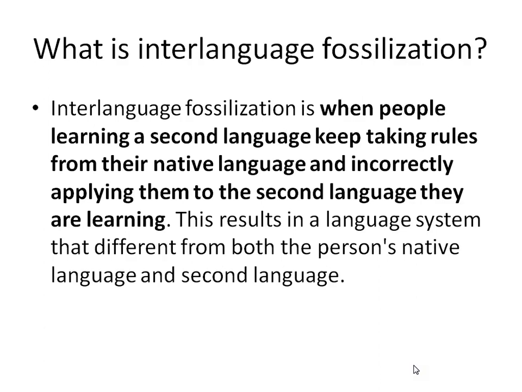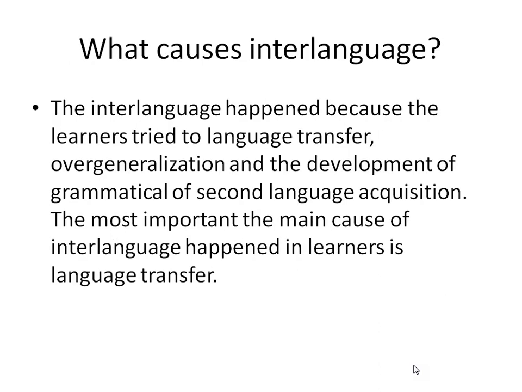the second language learner will stop learning the language features of the target language. And that situation is fossilization. Interlanguage fossilization is when a second language learner keeps taking rules from the native language and incorrectly applying them to the second language, and the result is a language system that is different from both the person's native language and the second language.